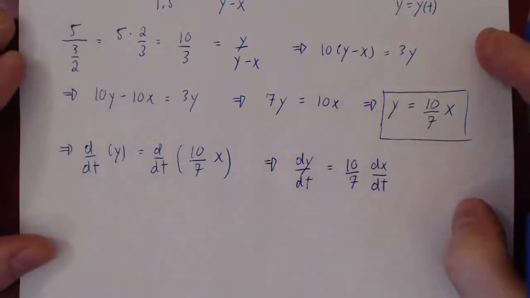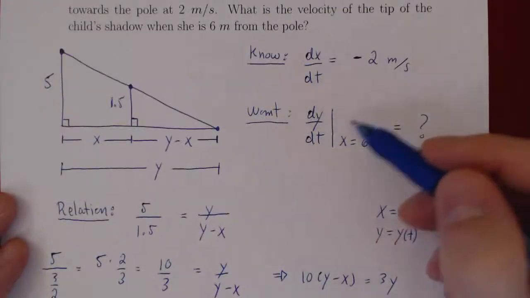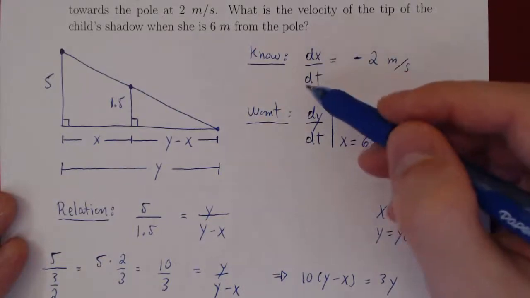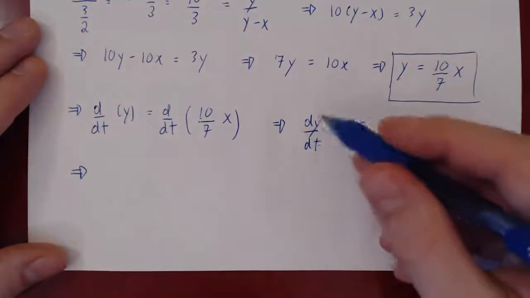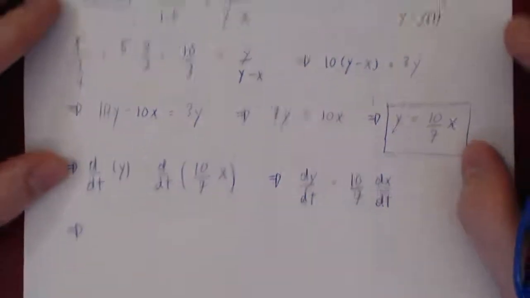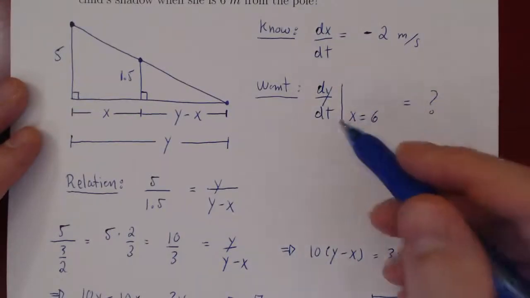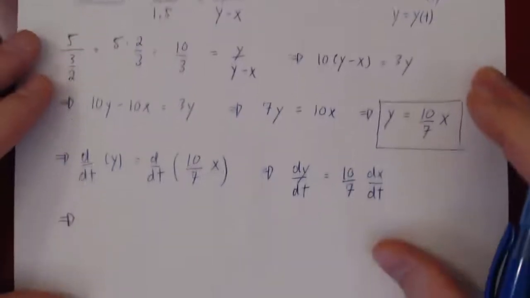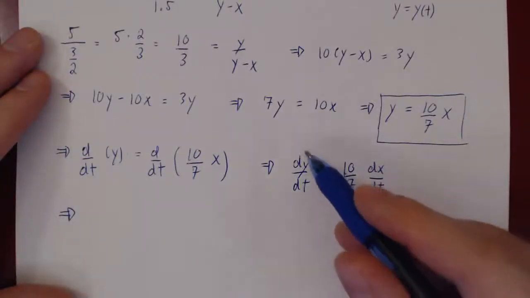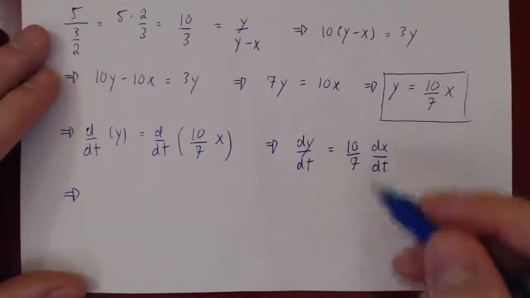Finally, we wanted the derivative of y with respect to t when x was equal to 6. And keep in mind that dx over dt was always equal to negative 2. So we can now evaluate. And if you look, the derivative of y with respect to t does not depend on x. So this could have been x equals 6, x equals 3, x equals 1. dy over dt will never depend on x.